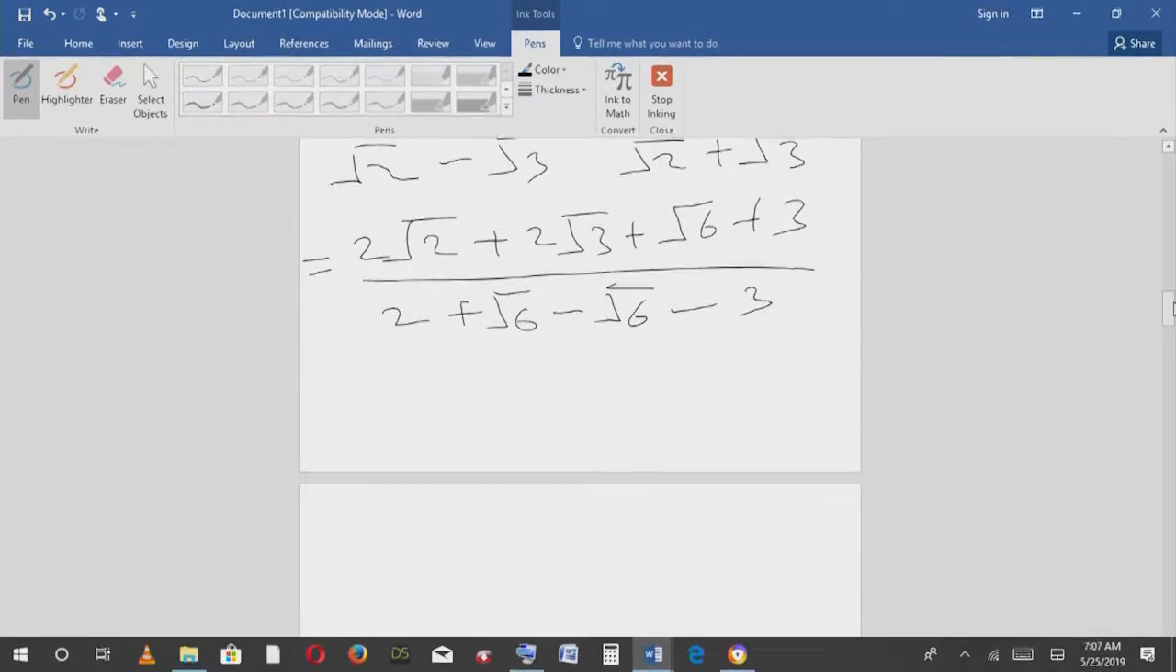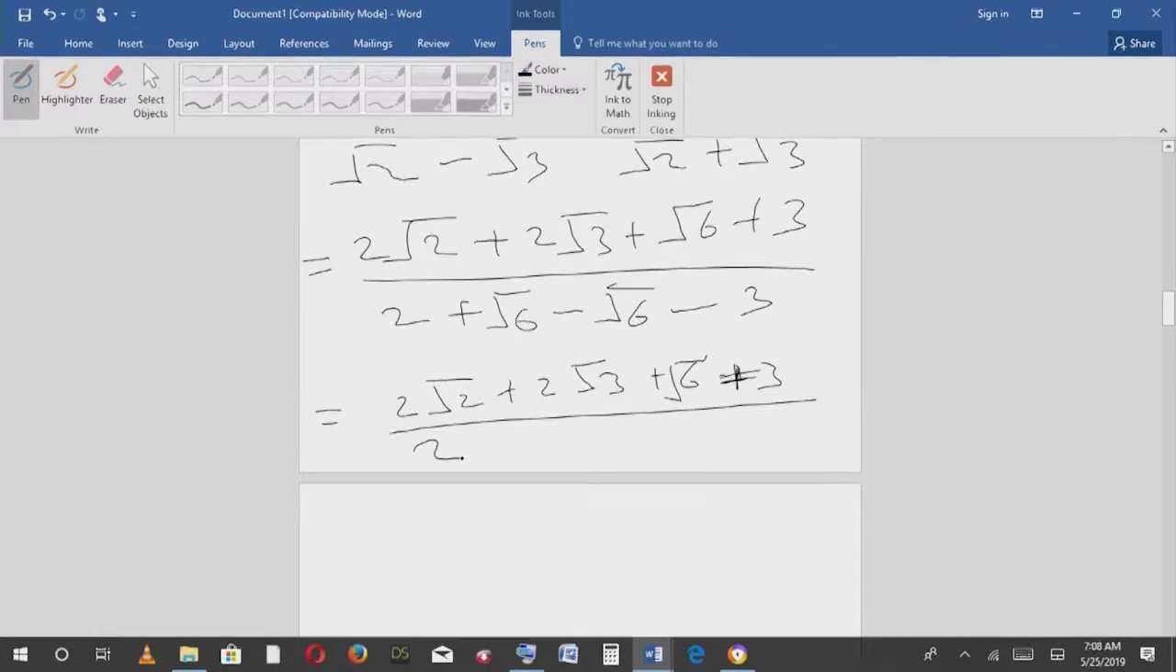Making progress so far. We are going to either collect like terms or see how we can do best around this, guys. There are different roots there: root 2, root 3, root 6, and also 3. So let's maintain our numerator, which says 2 root 2 plus 2 root 3 plus root 6 plus 3, all upon our denominator.